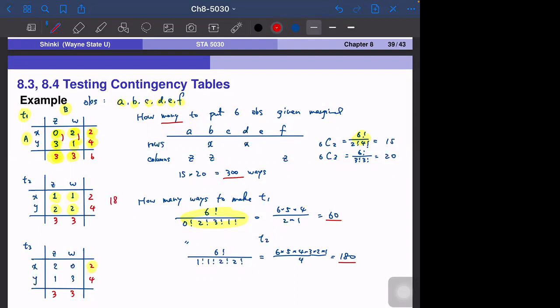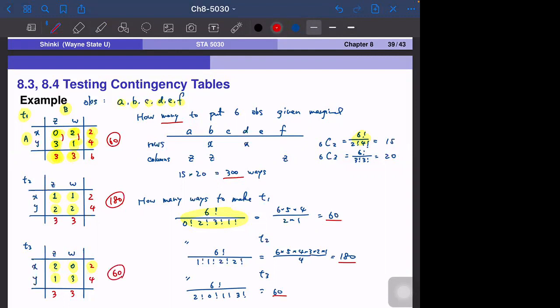And you can calculate the last one. The last one is actually the same as the first one in terms of the number of ways to make this table. Because for the last one, T3, this is 6 factorial, and again 2 factorial, 0 factorial, 1 factorial, and 3 factorial. So this is again 60.